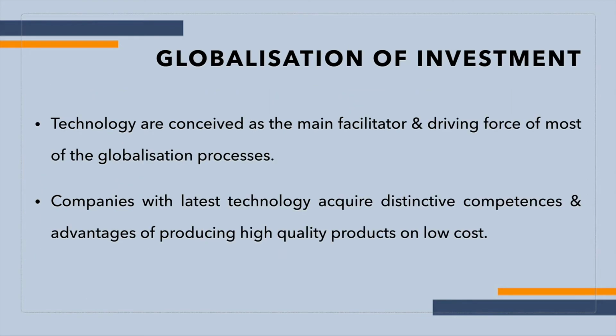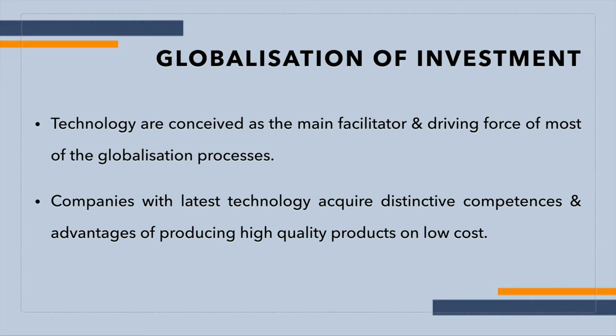Next, it is globalization of technology. Technology is conceived as the main facilitator and driving force of most globalization processes. Now here we are talking about technology. Technology is the main facilitator or driving force why these companies can connect with one another, and how these companies are able to grow in terms of efficiency and quality because of growing technology. Companies with the latest technology acquire distinctive competencies and advantages of producing high quality products at low cost.